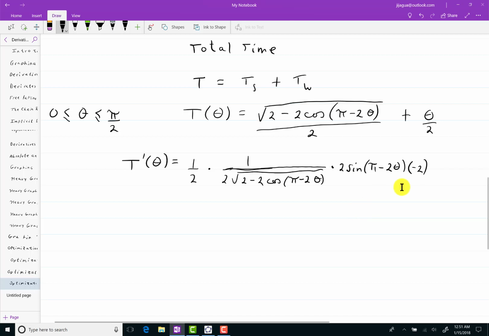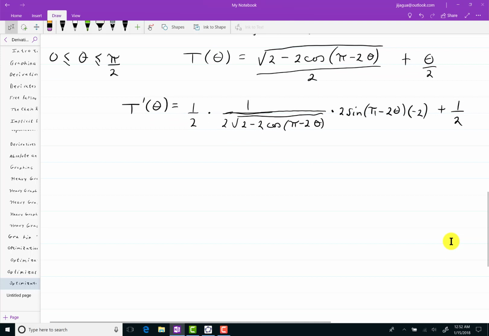Don't have much room, but I don't need much for this. The derivative of theta over 2 is simply 1/2. Remember, theta is the variable in here. Now there's a bunch of things that I can simplify here. I can take this 2, for instance, and take it out of here. I can take at least the 2 that's here and take out that one. And so this leaves me with sine of pi minus 2 theta.